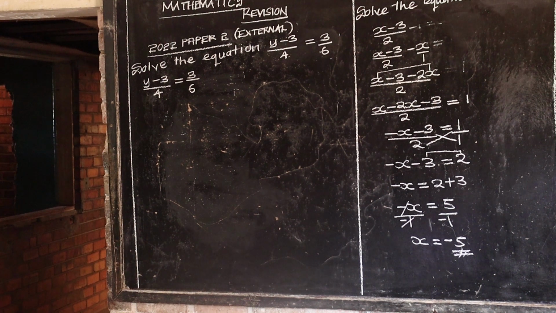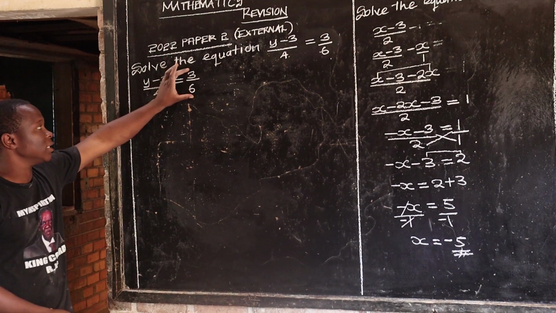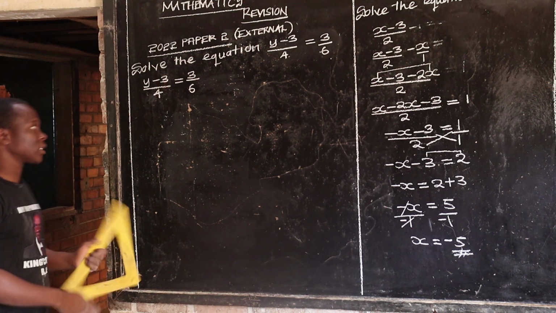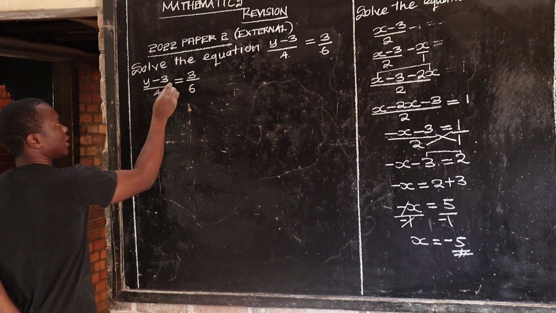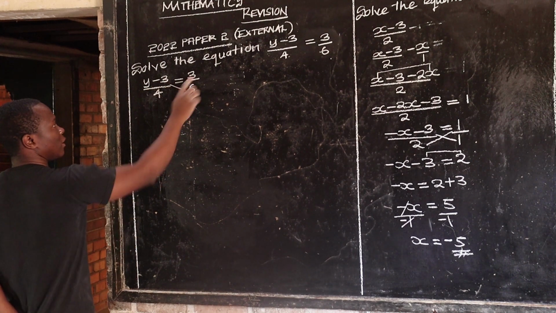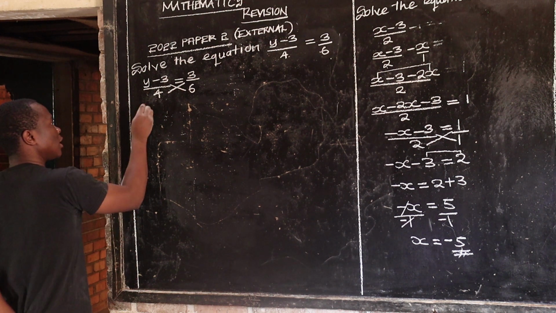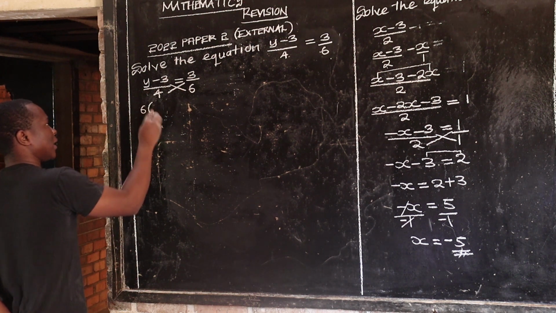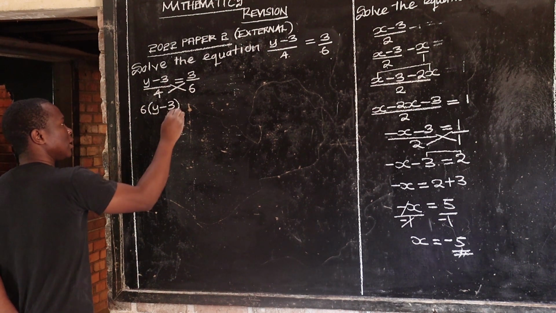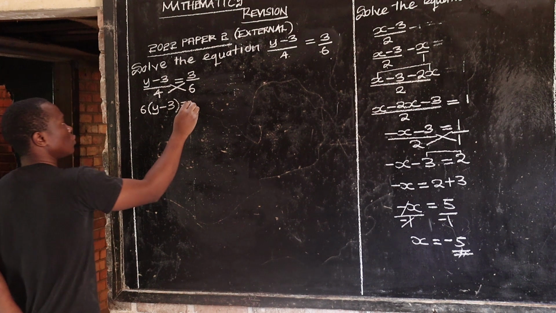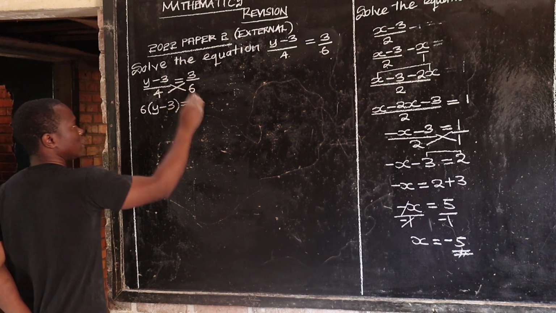Okay. So step number 1, since you have got a fraction this side and a fraction this other side, step number 1, direct, just cross multiply. Meaning you're going to multiply y minus 3 times 6, then 3 times 4. Okay, you're going to multiply 6 multiplied by y minus 3 is equal to 4 times what? 4 times 3, which is what?